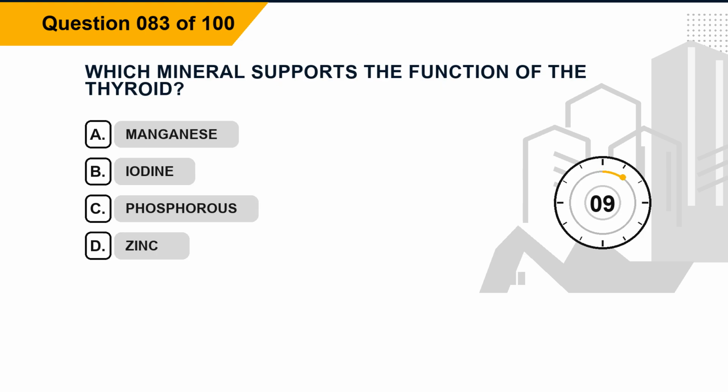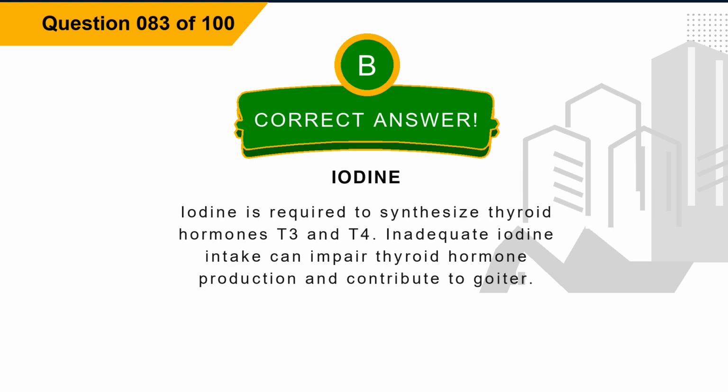Question 83. Which mineral supports the function of the thyroid? Option A, manganese. Option B, iodine. Option C, phosphorus. Option D, zinc. The correct answer is option B, iodine. Explanation. Iodine is required to synthesize thyroid hormones T3 and T4. Inadequate iodine intake can impair thyroid hormone production and contribute to goiter.